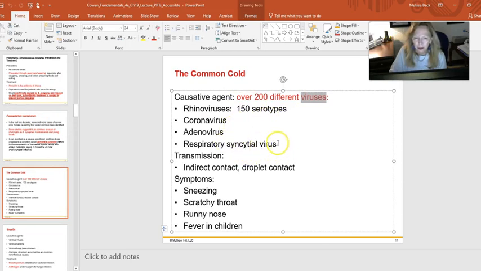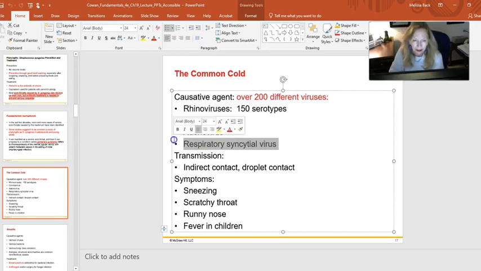Respiratory syncytial virus, which we're very concerned about with infants. It's the number one cause of hospitalization of infants. Adenoviruses, coronaviruses. These are respiratory borne, and spread even through indirect contact like doorknobs and inanimate surfaces. So we understand that these typically run their course.